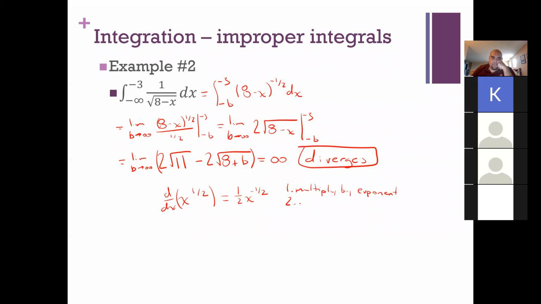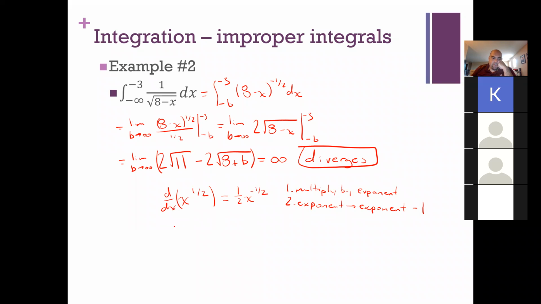And then the second thing you do is replace the exponent with exponent minus 1. So are you happy with that two-step process there?